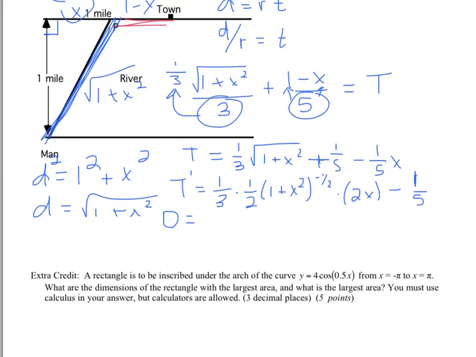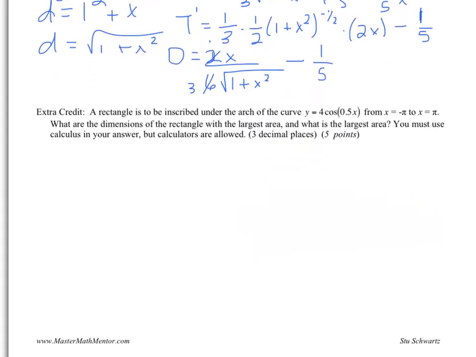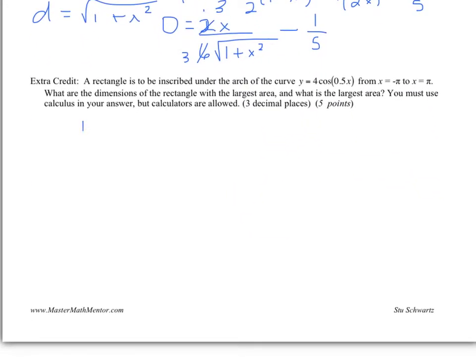Okay, so I'm going to have 1 over 6, and this is going to be on the denominator, 1 plus x squared, and the 1 is joined with the 2x. So you can reduce down and get 1 over 3 if you want. Okay, and then minus 1/5. So I'm going to add the 1/5 over. Move this up again. So I'm going to have 1/5 equals x over 3 square root of 1 plus x squared. So I'm going to get 3 square root of 1 plus x squared equals 5x.